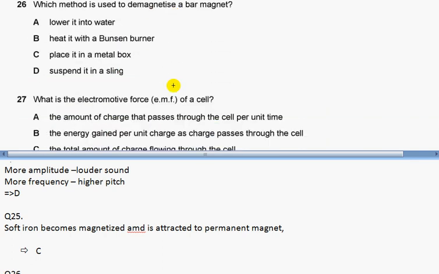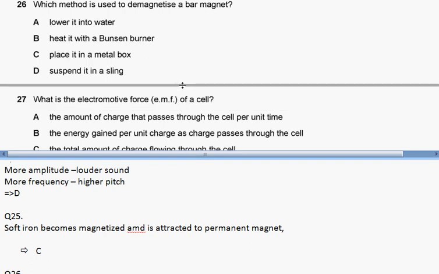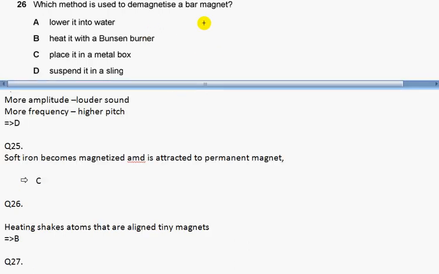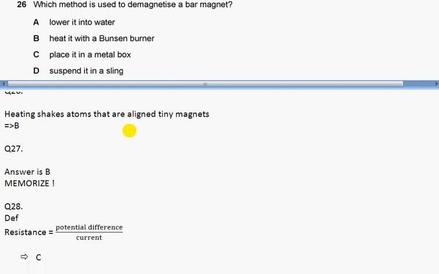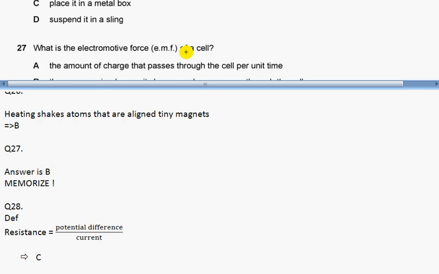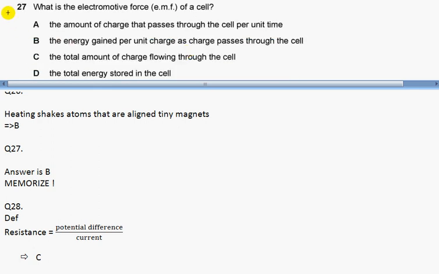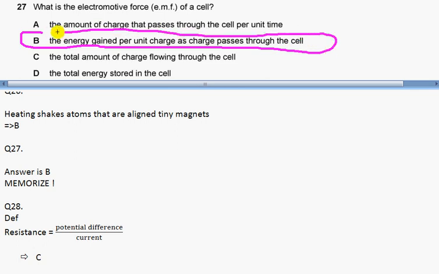26. Which method is used to demagnetize a bar magnet? Heating shakes atoms that are aligned tiny magnets. So heating we have in B. The rest do nothing to magnetic properties. 27. What is the electromotive force of a cell? Answer is B. Just memorize. Energy gain per unit charge as the charge passes through the cell.